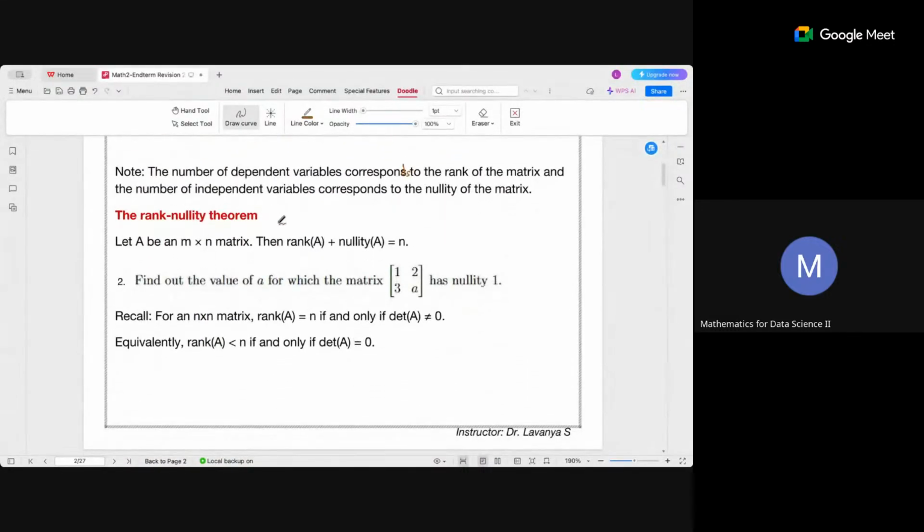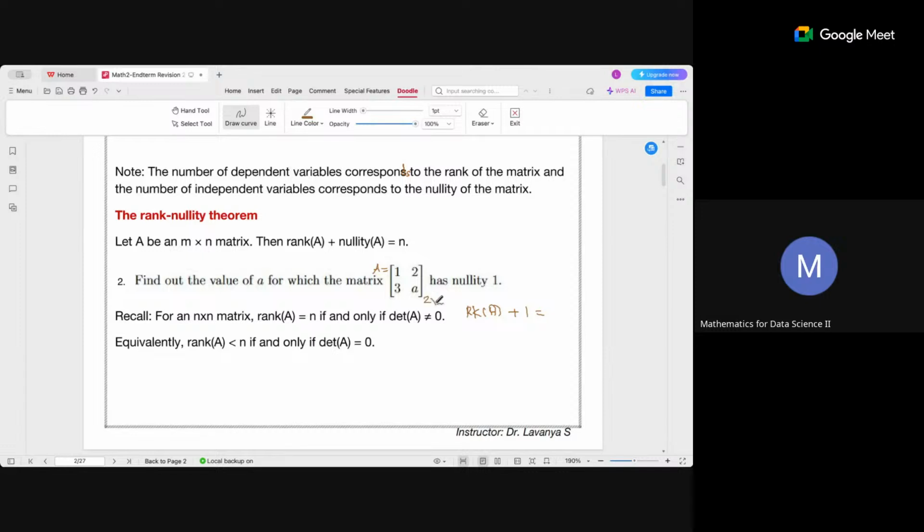So next is the rank nullity theorem. For an m by n matrix A, rank of A plus nullity of A is equal to n, right? So now here is a problem which uses the rank nullity theorem. Find out the value of A for which the matrix has nullity 1. So if the matrix has nullity 1, what is the rank nullity theorem saying? Rank of A plus nullity is equal to n, and nullity is given to be 1.